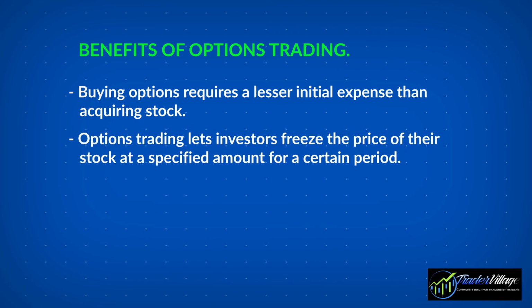Options trading lets investors freeze the price of their stock at a specified amount for a certain period. Depending on the category of the option used, the fixed stock price, also known as the strike price, guarantees that one will be able to trade at that rate at any point before the options contract expires.